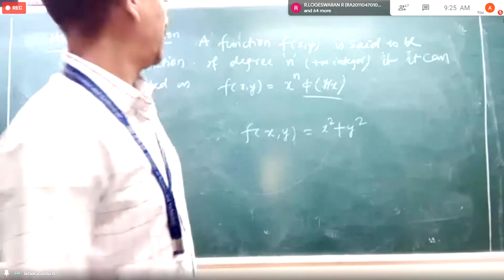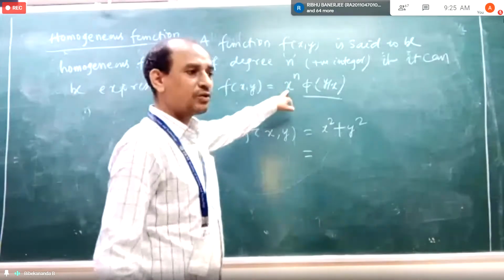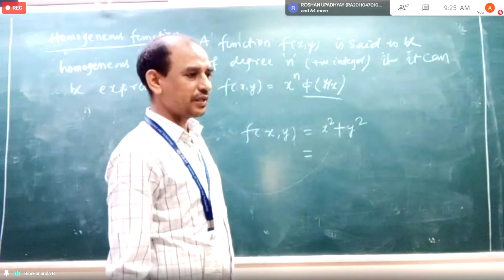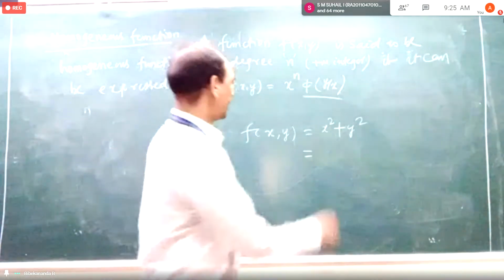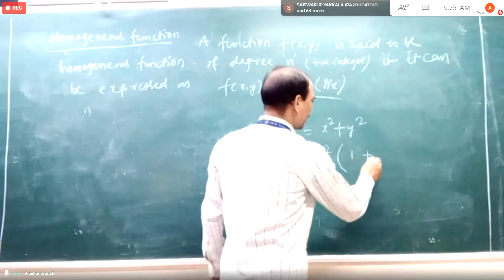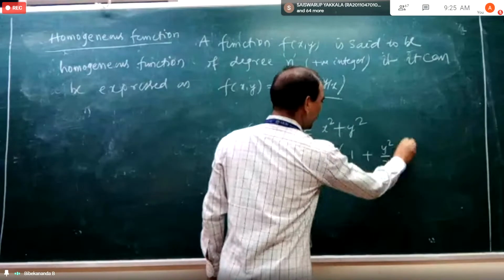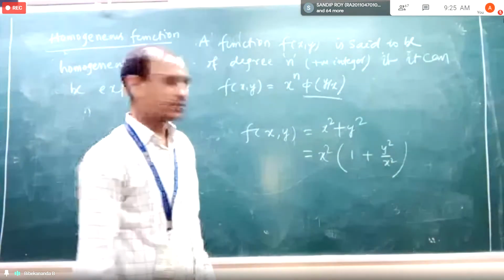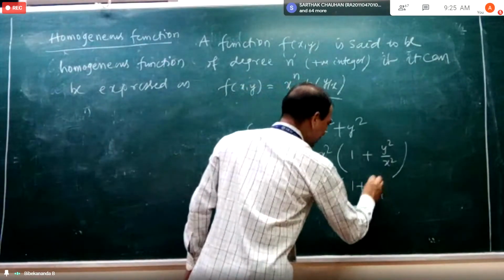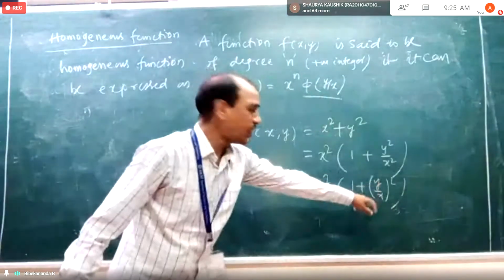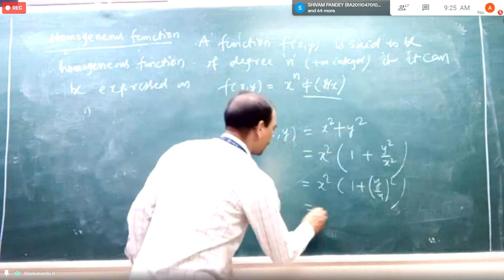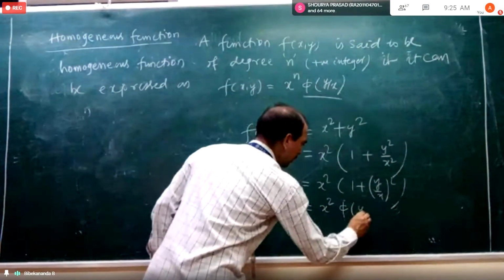Yes, sir. Okay. So now, according to this, what will we do? What is the x value we have to take out? Sir, x square we will take out common. Then what will be the remaining term? 1 plus y square by x square. So we can write x square into 1 plus y by x whole square. So it is a function of y by x, isn't it? 1 is there, so no problem. Total is a function of y by x. And so we can write it as x square into phi of y by x.